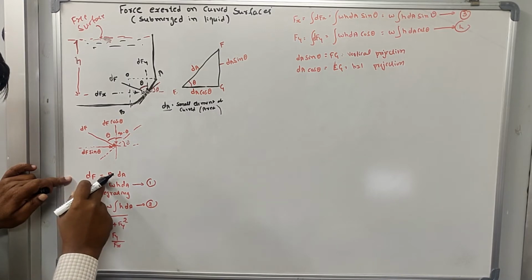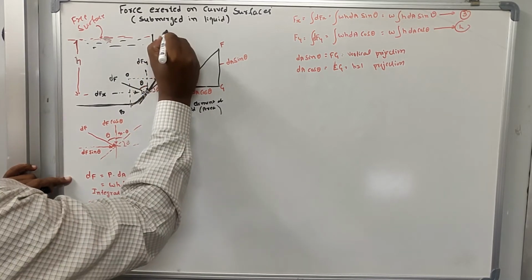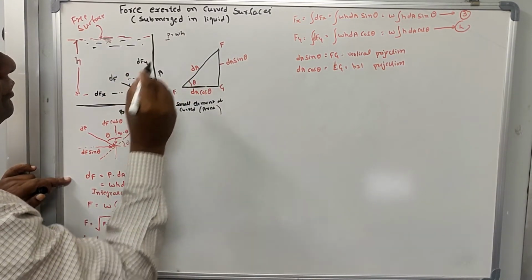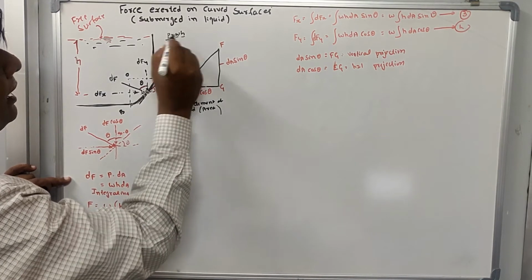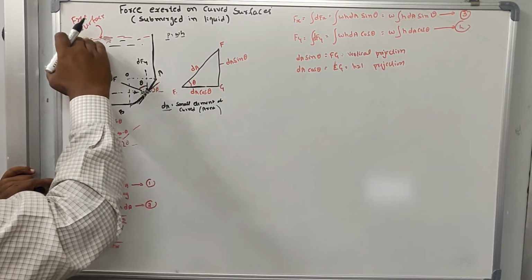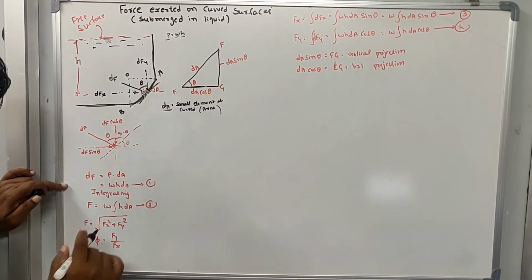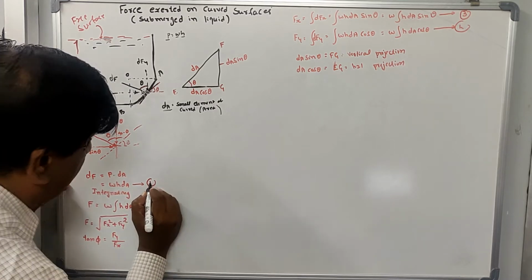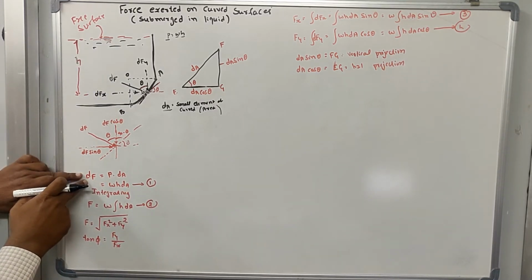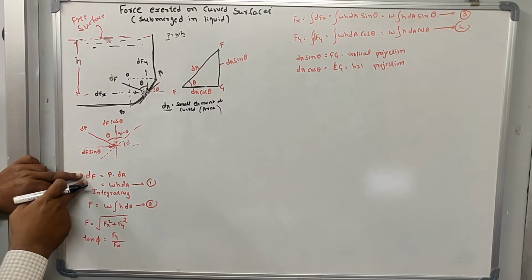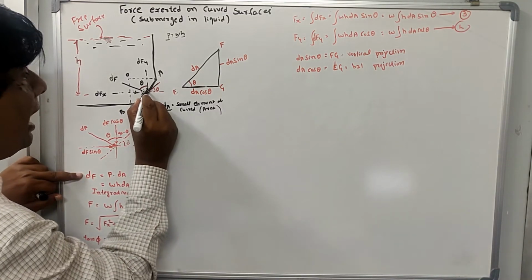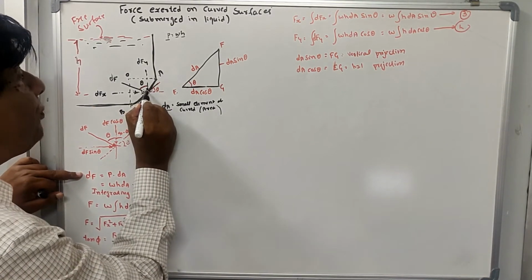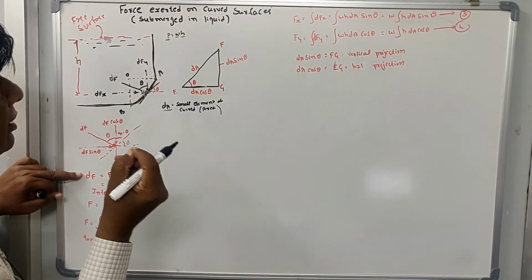So P is equal to what? We know P is equal to w into h. That is, pressure intensity is equal to the unit weight of water multiplied by the height between the free surface and the element. So dF is equal to w h dA. This is equation 1, the force exerted by the static mass of fluid on the element having area dA. This small element is a small portion of the curved surface.